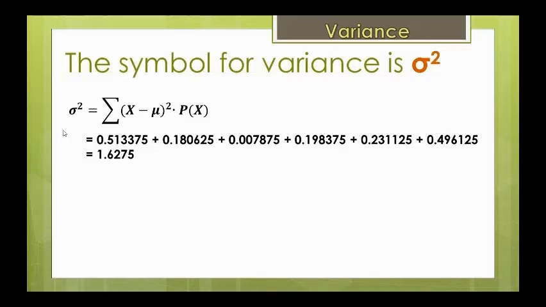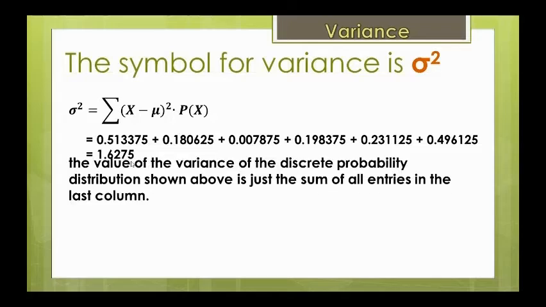And our variance is equivalent to the summation. So, summation ng lahat ng values na nakuha natin sa sixth column. That is the square of x minus the mean times the p of x. So, summation, ibig sabihin, i-add up lang natin lahat yon. And then, we have 1.6275. So, ito na yung variance natin.